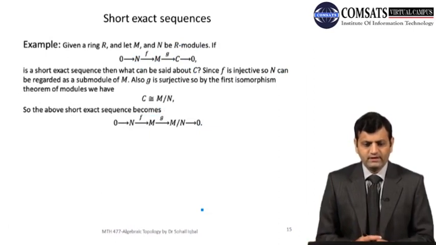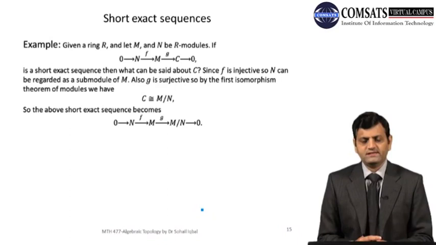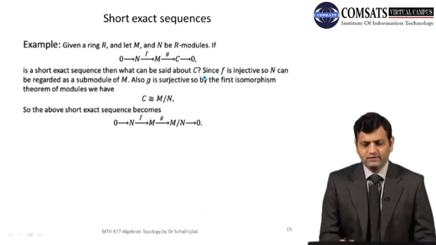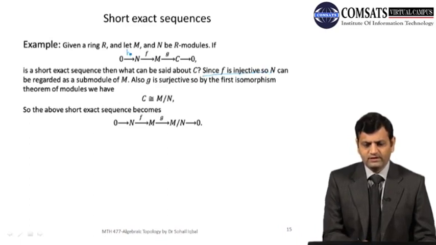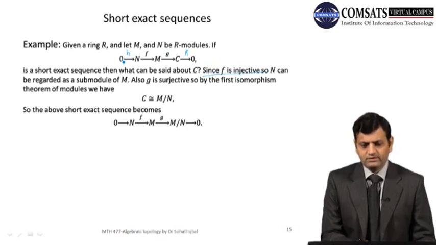Given a ring R, and M and N to be R modules, if this is a short exact sequence, then the question is, what can be said about C? F is injective. Why is F injective? Let's call this map H, and let's call this map, for example, K. Then the image of H is 0, which must be equal to the kernel of F. So the kernel of F must be equal to the image of H, which is 0. So the kernel of F is 0.